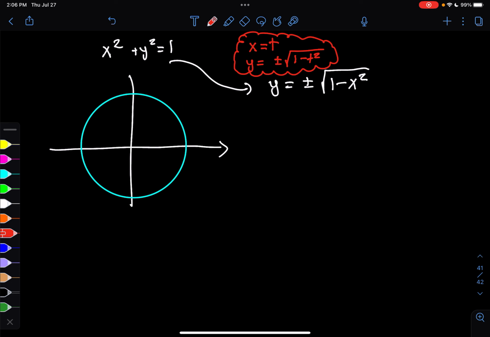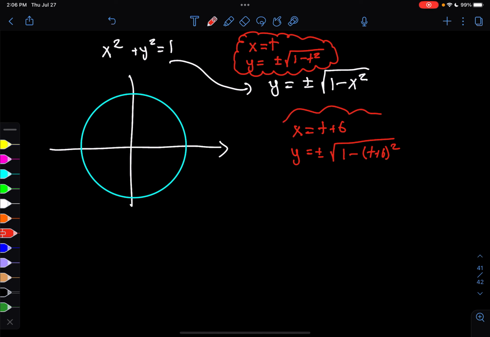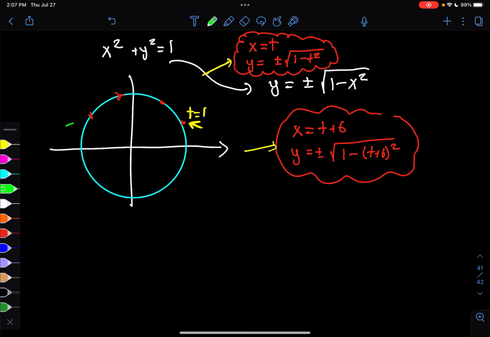This works. I could have picked x is equal to t plus 6, and then y would equal plus or minus the square root of 1 minus quantity t plus 6 squared. And this would be another parameterization that would describe this circle. However, the timing of this second one would be different from the timing in the first one, right? Maybe at t equals 1, I'd be here with the first one, and maybe at t equals 1, I'd be here for the second one. So that's the only thing that changes, but the path is still the same.